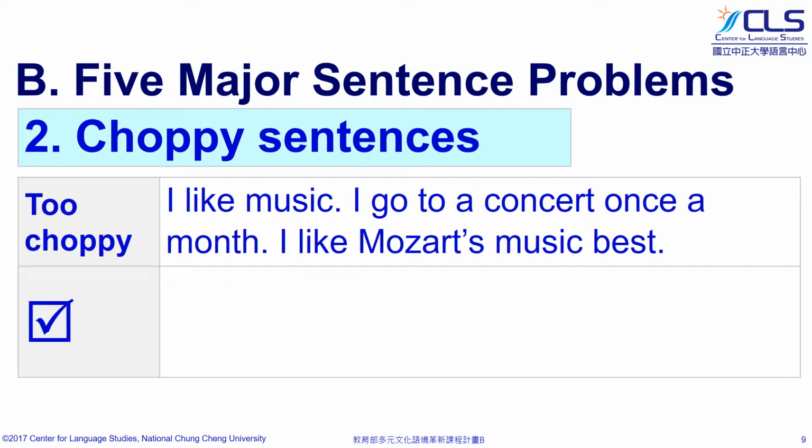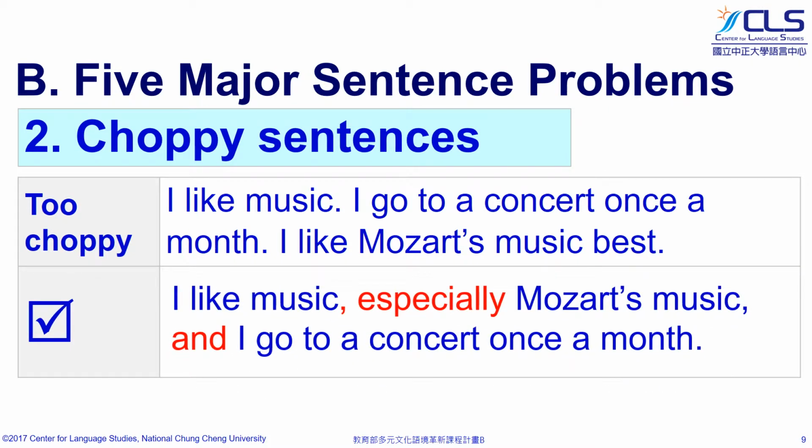As can be seen in the example, we can combine the choppy sentences by changing the last sentence, "I like Mozart's music best," into phrases, "especially Mozart's music," and change its order. Then, we use the coordinator AND to connect 2 independent clauses, "I like music and I go to a concert once a month."